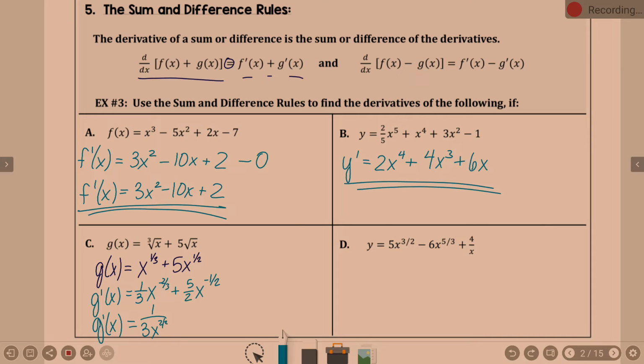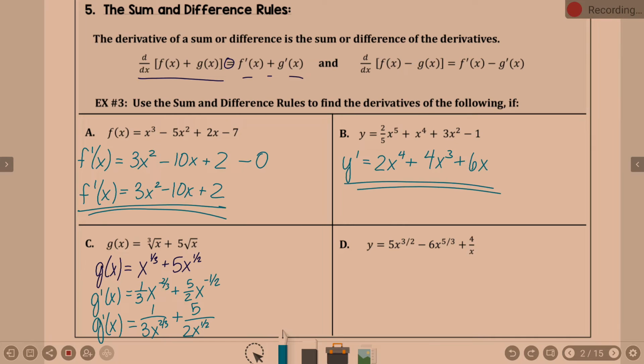1 over 3x to the 2/3 plus 5 over 2x to the 1/2. Okay. And I'm not saying you couldn't do this in the other order, but I'm trying to be consistent and keep in the order we already have it written.